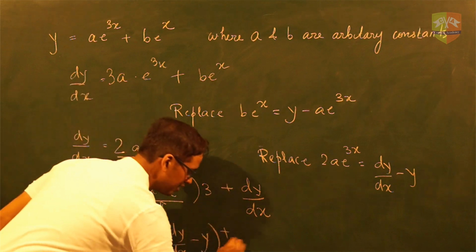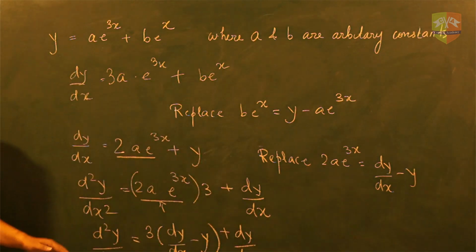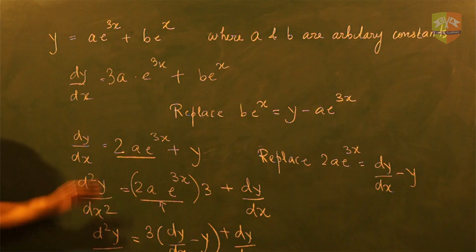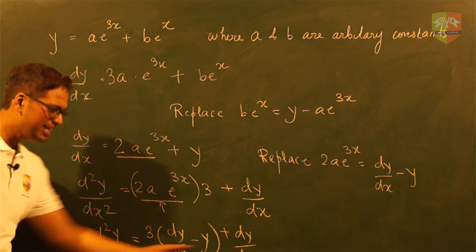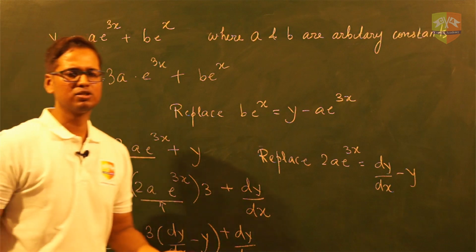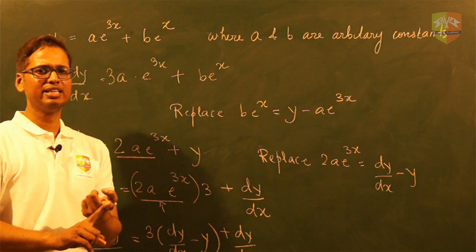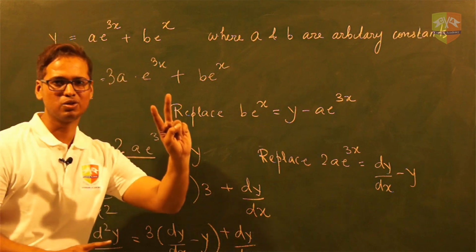Again I have a plus dy by dx waiting outside. Now as a result you see that we have got rid of all the arbitrary constants here. Do you see any a, b in this equation? No, we don't. So we have got rid of arbitrary constants, and at the same time I have taken care that I am differentiating it only twice. Why? Because there are 2 arbitrary constants.